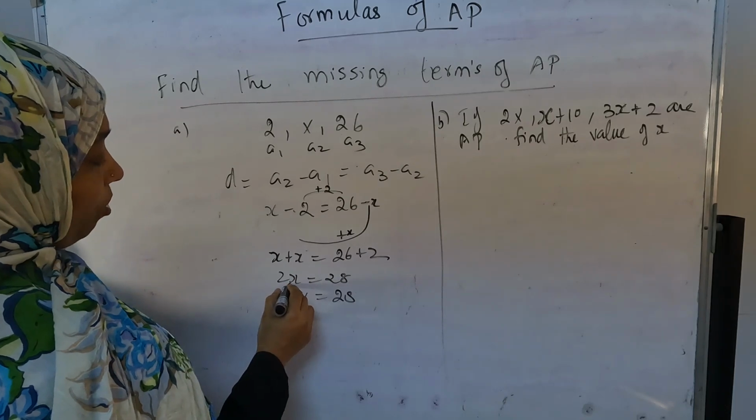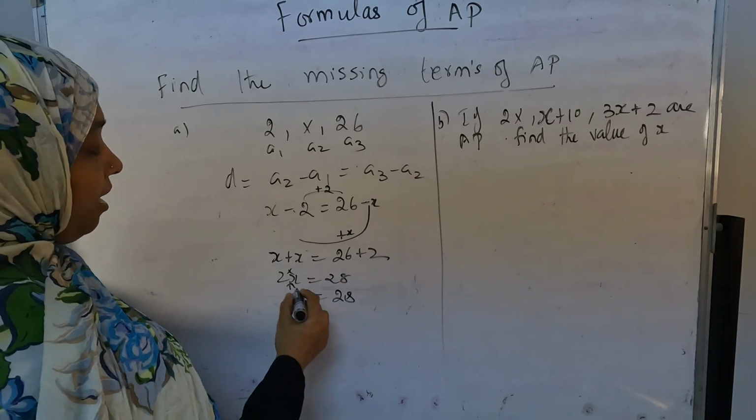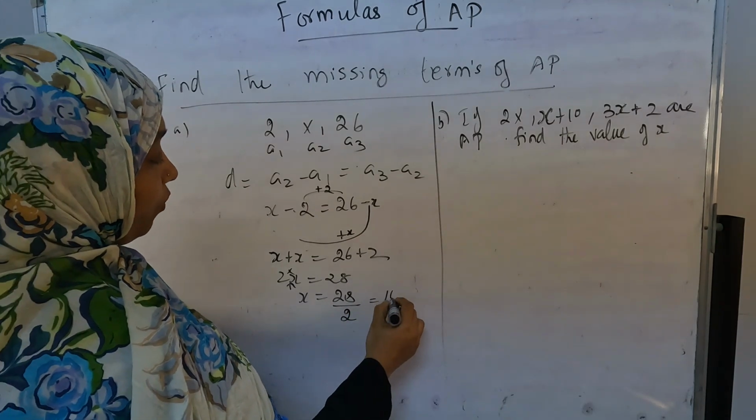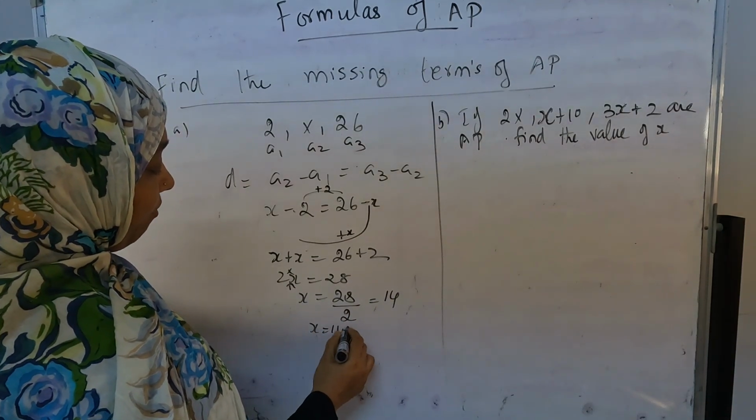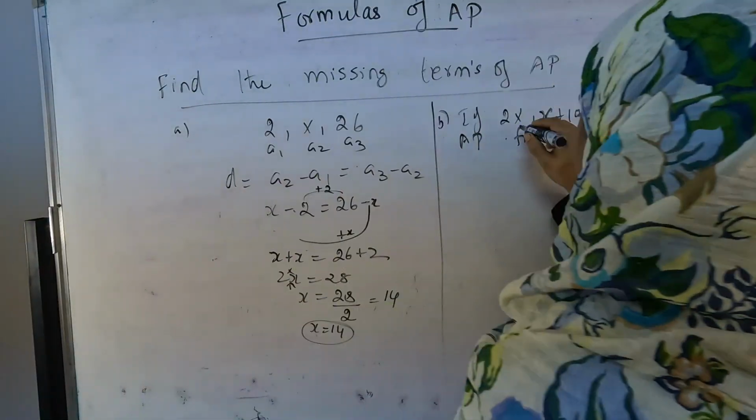Between 2 and x there is no symbol. We cannot see any symbol, so it is multiplication. Bring the 2 to this side and it will become division. So it is 14. The value of x is 14. 1 mark. Okay, then here also like this it will come.